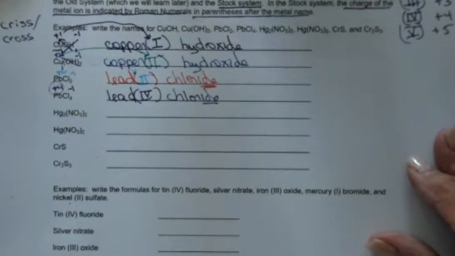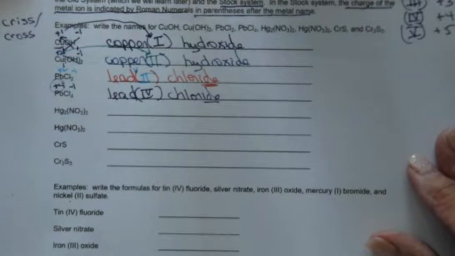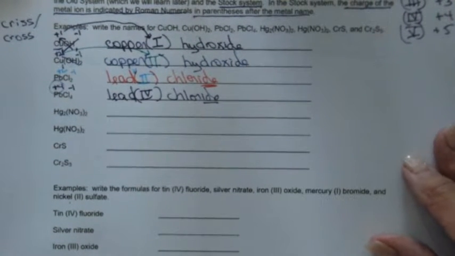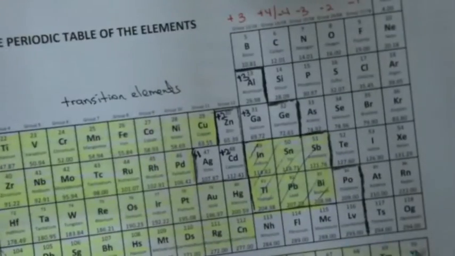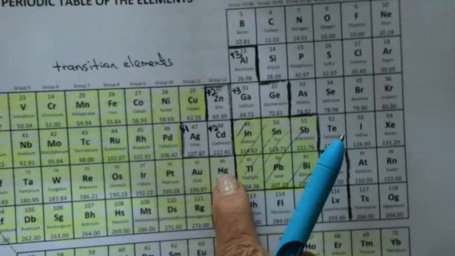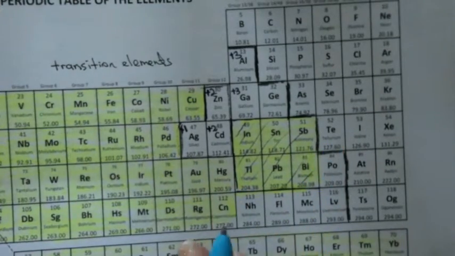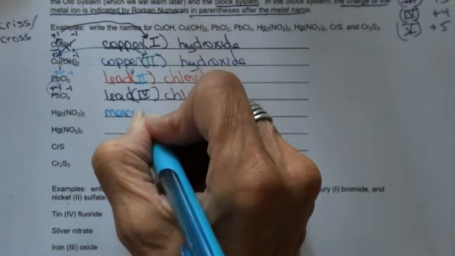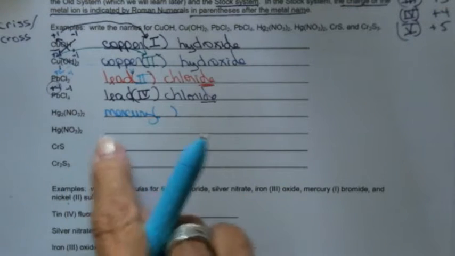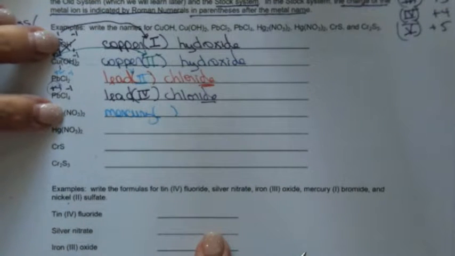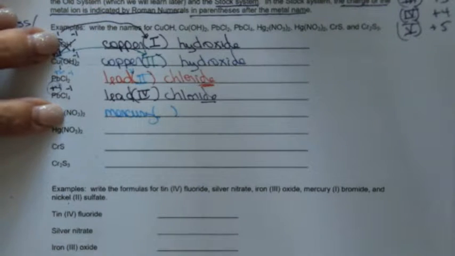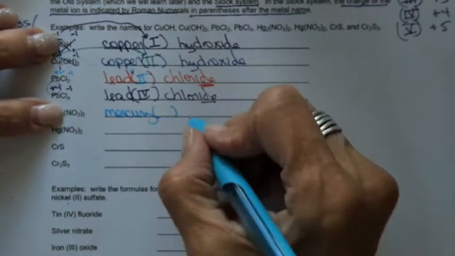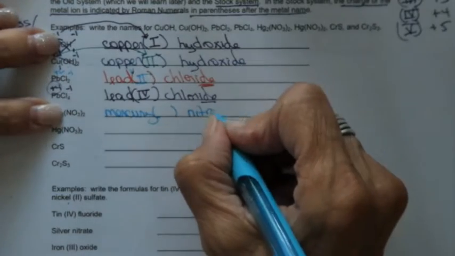Okay, as we move on, I have Hg2(NO3)2. Hg is mercury. It is a transition metal, therefore I use parentheses. Mercury something, because I don't know the charge. And I see that this is more than 2 elements. NO3 is a polyatomic. I look it up. NO3 is nitrate. Okay, now I can uncrisscross.